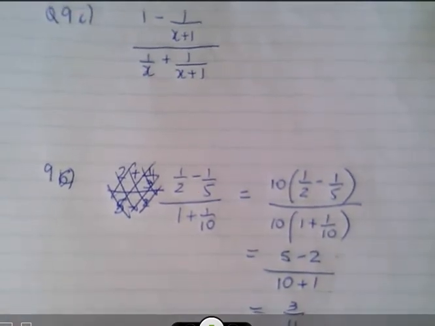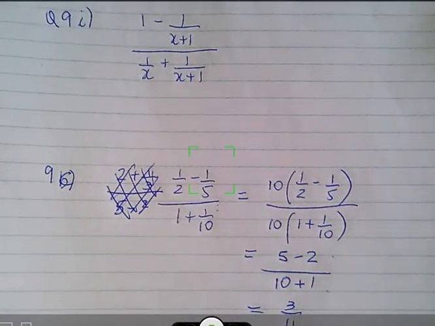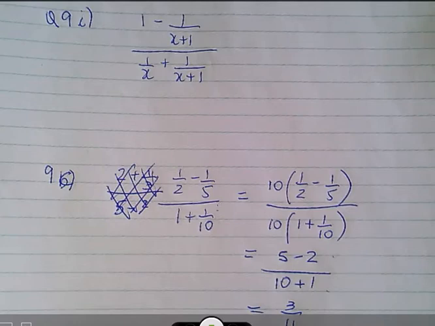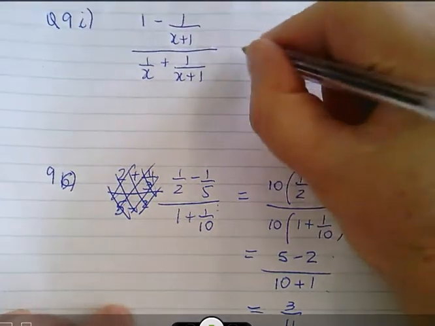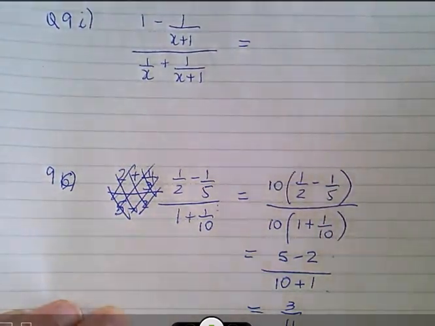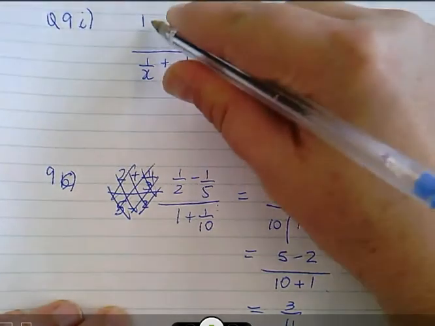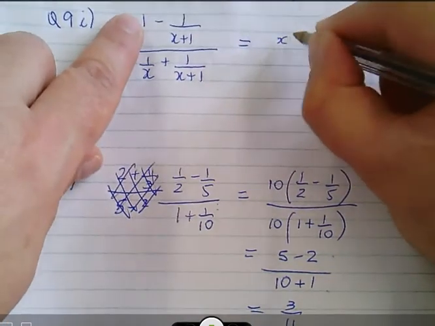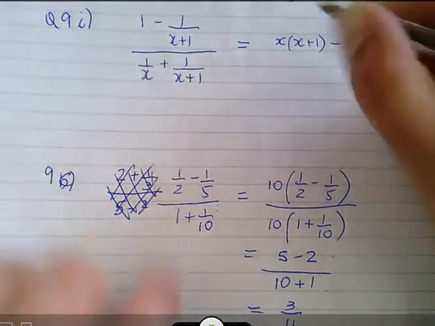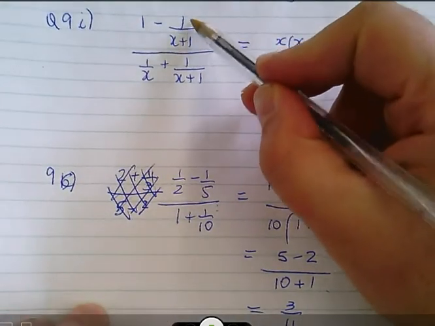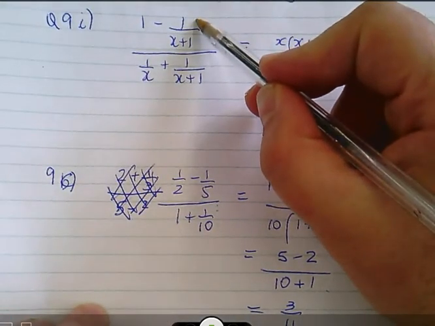Okay, now let's go. What are we going to multiply numerator and denominator by? What's the lowest common denominator of all the denominators? x(x + 1). So we're going to multiply numerator and denominator by x(x + 1). What will the first term be? x(x + 1) minus, if I multiply this by x(x + 1), what do I get?